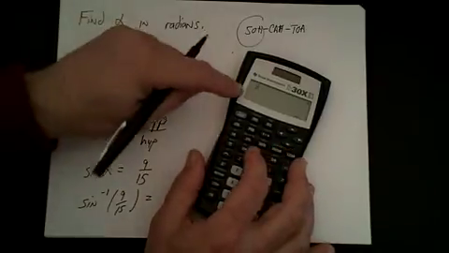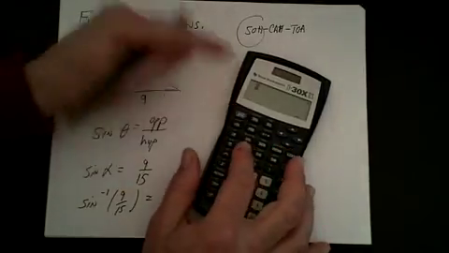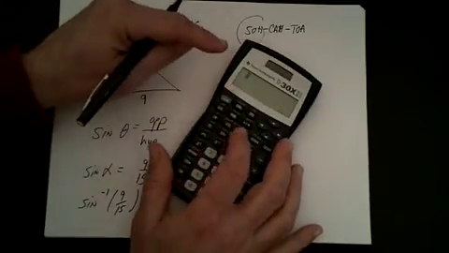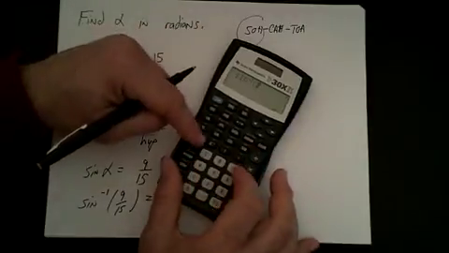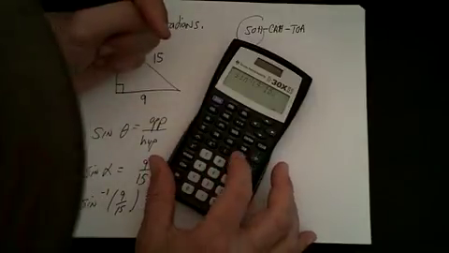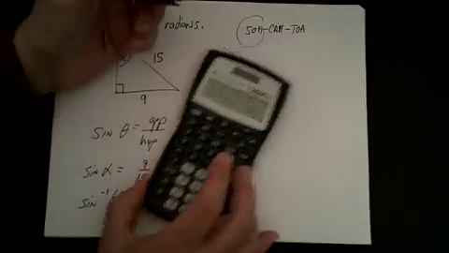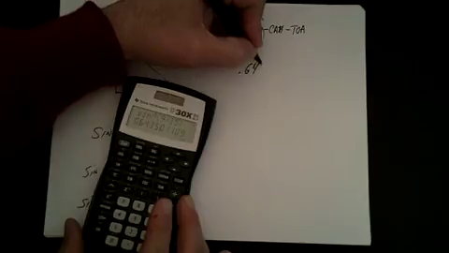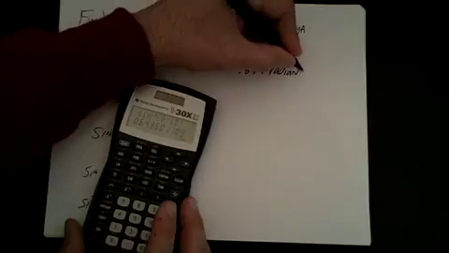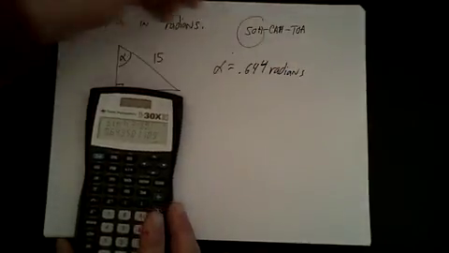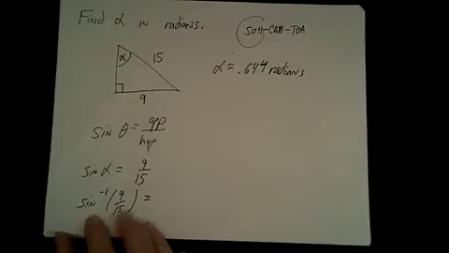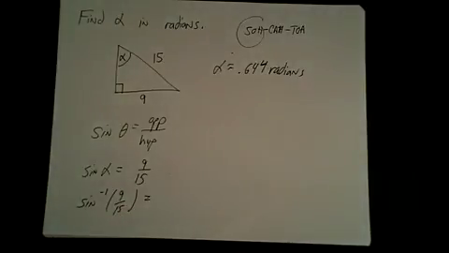So then I just go sine inverse of 9 divided by 15, and I get 0.644 radians. And that's how you do trig using SOHCAHTOA when you need to find the angles.